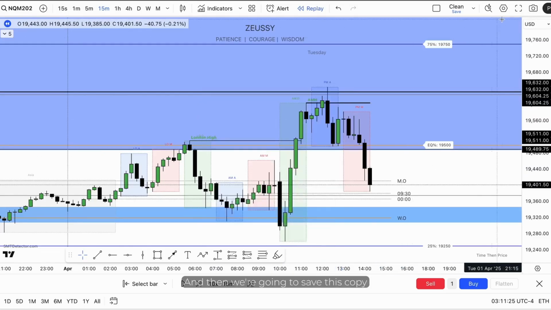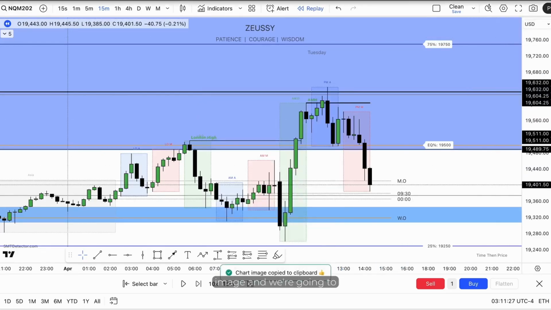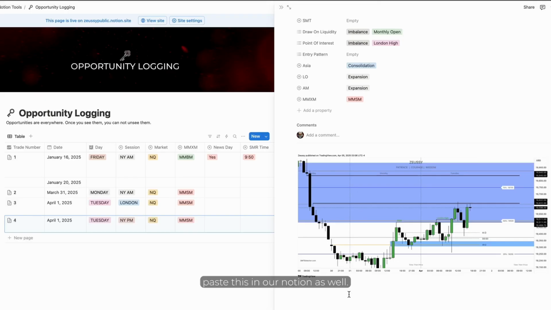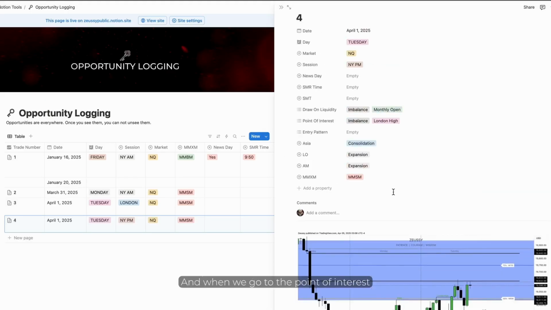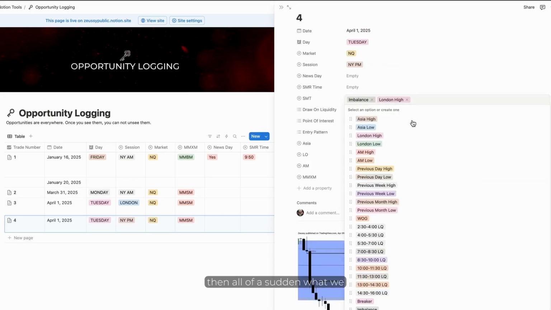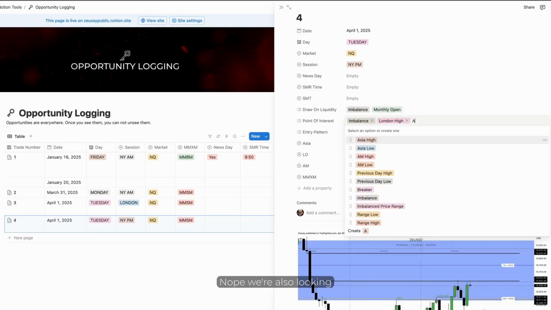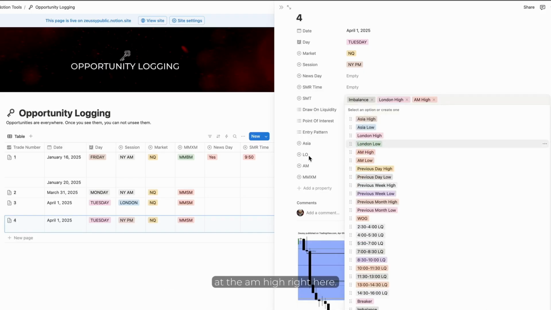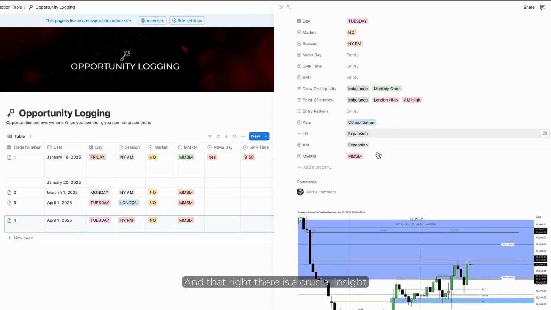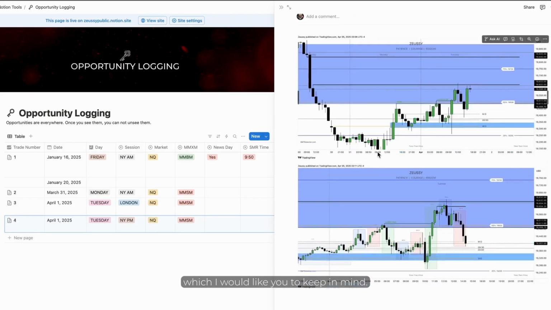Now what we're going to do is first of all annotate this high, the AM high, and then we're going to save this, copy image, and paste this in our Notion as well. And when we go to the point of interest then, all of a sudden what we can say is, hey, we're not just looking at the London high and the imbalance as our point of interest. Nope, we're also looking at the AM high right here. And that right there is a crucial insight which I would like you to keep in mind.